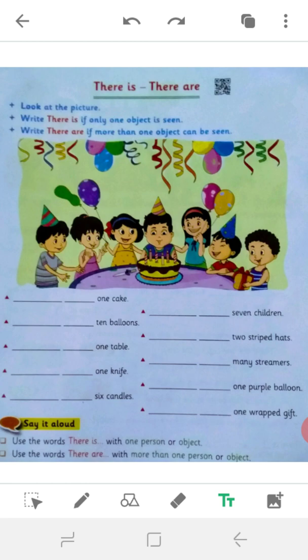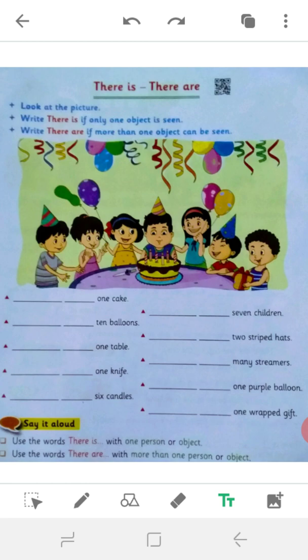Look at the picture. What is going on in the picture? The birthday celebration is going on. All the friends are gathered here to celebrate the birthday party. Look, the room is decorated with balloons and many streamers. Look at the first line.